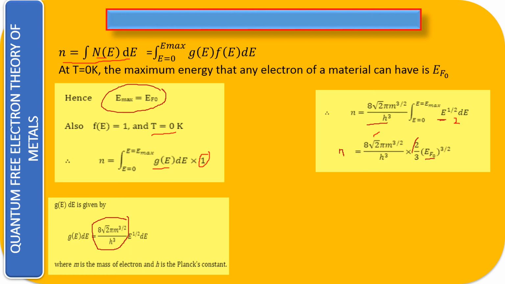So naturally, if I have to calculate EF at 0 Kelvin, what we require to know is the value of n, and the value of n we have got from here.